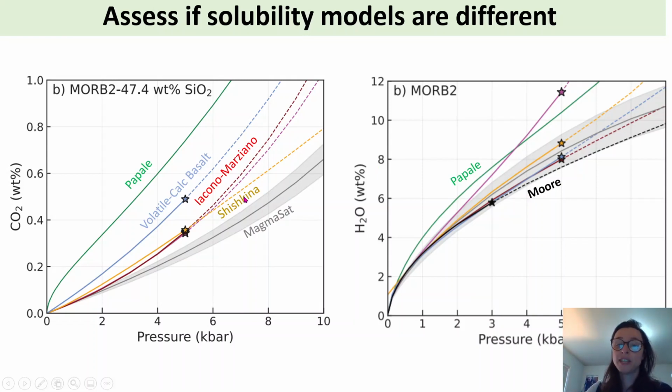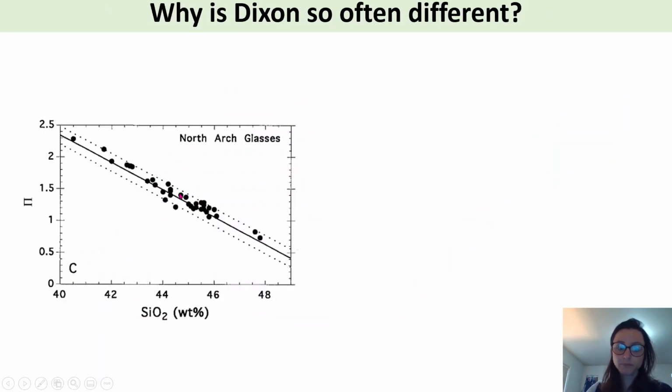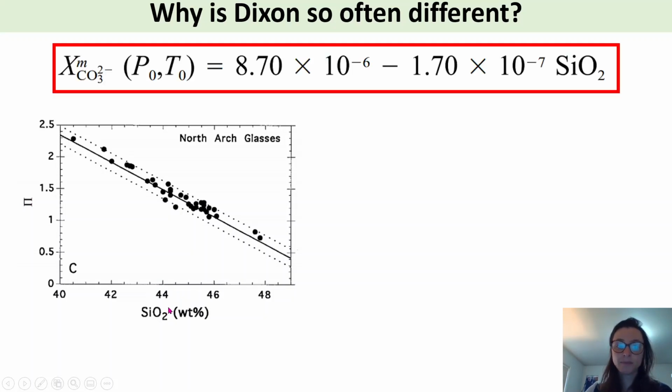So now I'm going to talk about how you can look at interrogating the different model results and why they give different answers, specifically using VolatileCalc Basalt. So if we remember, the Dixon simplification used the North Arch lavas and it used the strong trend between pi and silica content in these lavas. And this resulted in this constant for the amount of carbonate being expressed purely in terms of melt silica content.